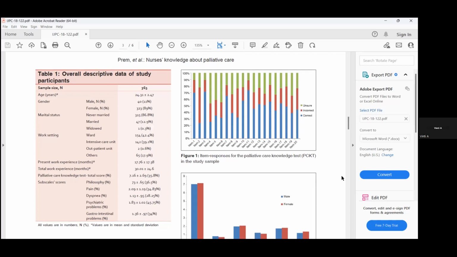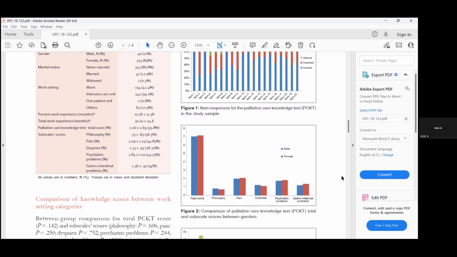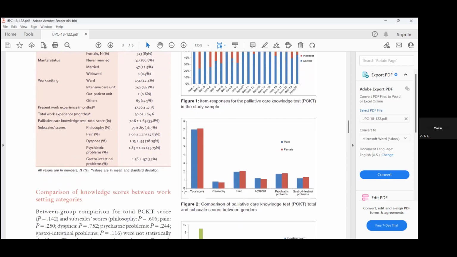Then they have also done a division between the male and female. They took an average of the scores, what they understood in terms of this item between the male and female. And you can see there is very little difference between the male and female. Females are slightly more, but the difference is very insignificant. Not too much of a difference.